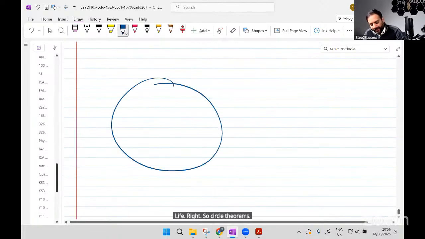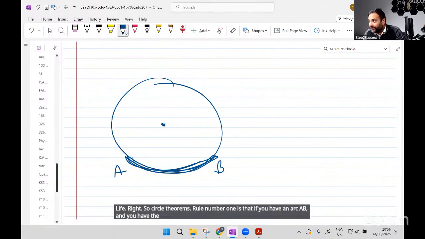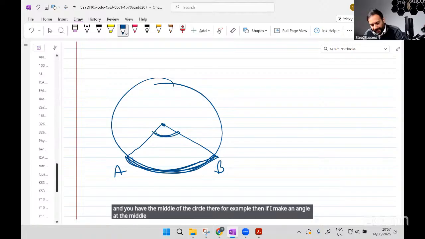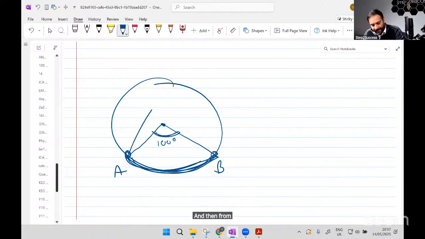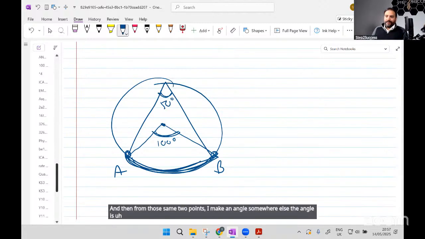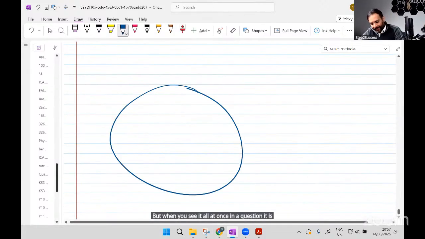Right. So circle theorems. Rule number one is that if you have an arc AB and you have the middle of the circle there, for example, then if I make an angle at the middle of the circle from that arc, let's say of 100 degrees, and then from those same 2 points, I make an angle somewhere else, that angle is half that, basically. The circle theorem, as I hope everybody knows, in principle, when I do it like this, it's really easy. But when you see it all at once in a question, it is admittedly harder.